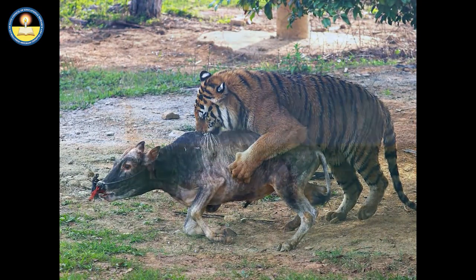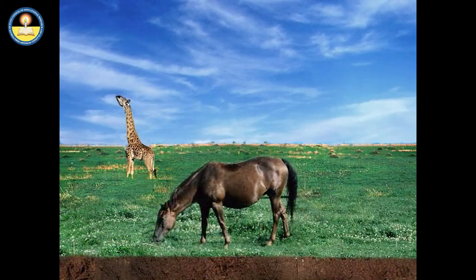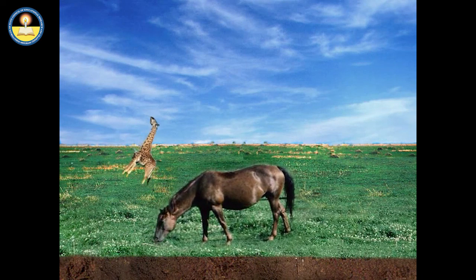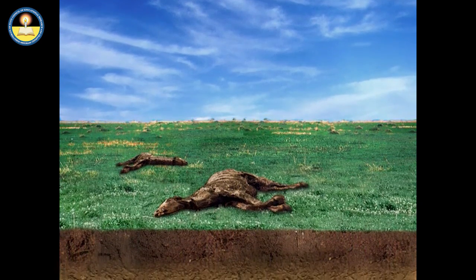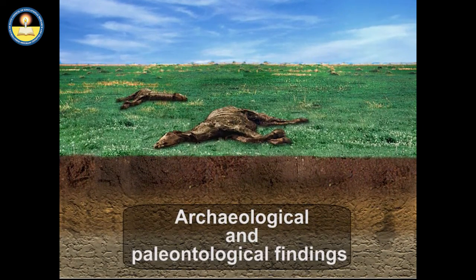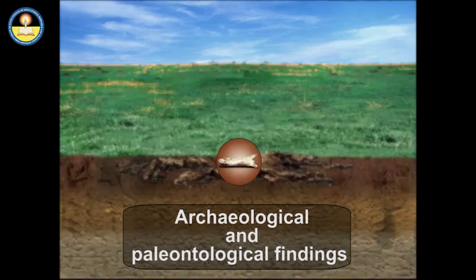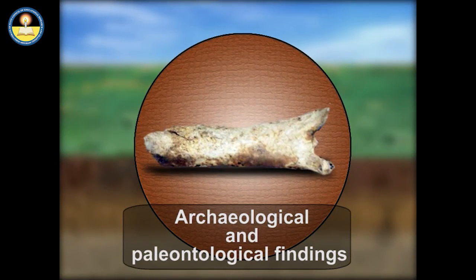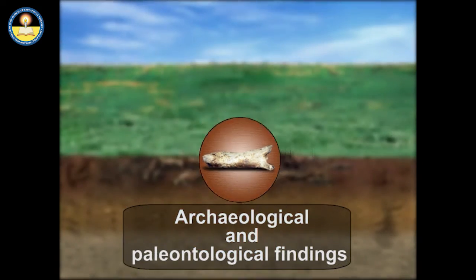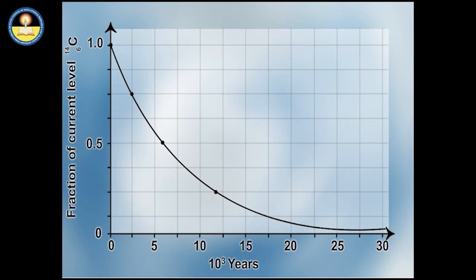When the organism dies, it ceases to exchange carbon with the surroundings. The level of C14 falls gradually as the radioisotope decays. Measuring the amount of C14 in archaeological and paleontological findings allows an estimation of the time when a particular organism died.